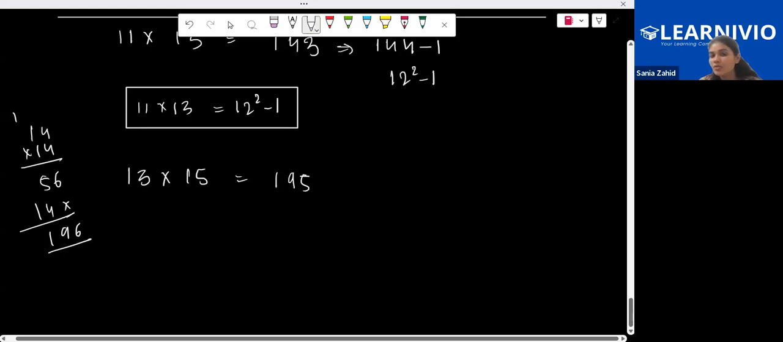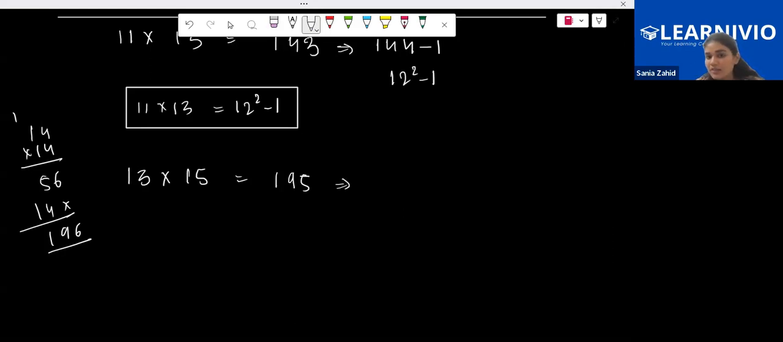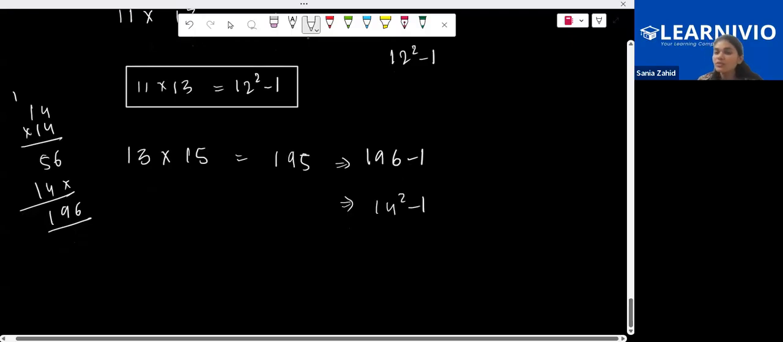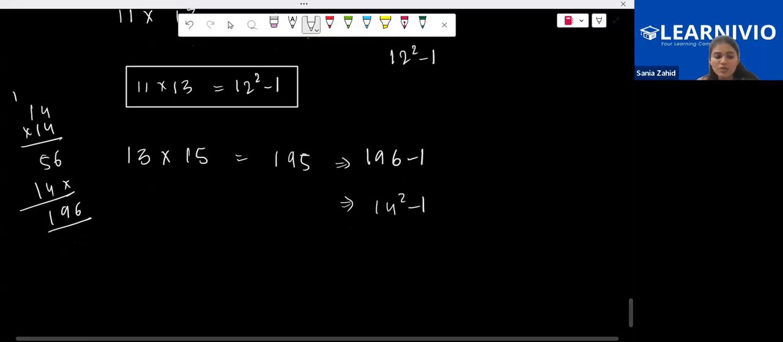So we know that 196 is a perfect square. So 195 can be written as 196 minus 1. And 196 is a square of what number? 14. So 14 square minus 1. So whenever I have two consecutive odd numbers, like I had 11 and 13, what was the middle number? 12. So 11 into 13 can be written as 12 square minus 1. Similarly, 13 and 15: what was the middle number? 14. So it can be written as 14 square minus 1.